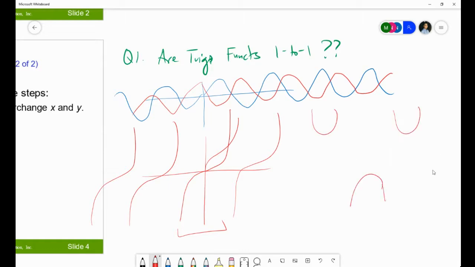So the idea here is, okay, if you were to restrict the graph of any trig function, you will be able to make it one-to-one. So that's the idea that we want to look at, okay?